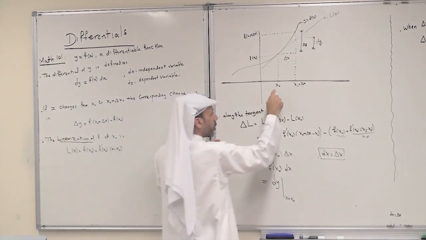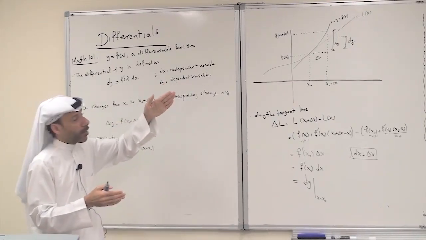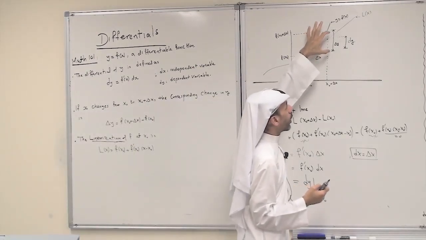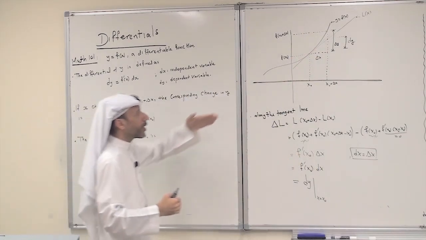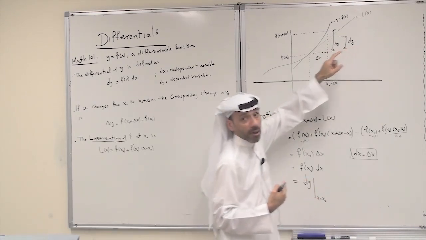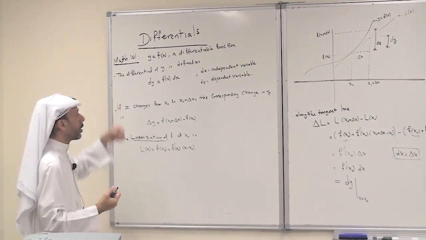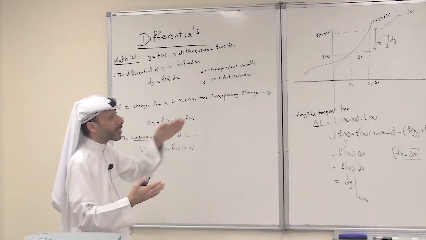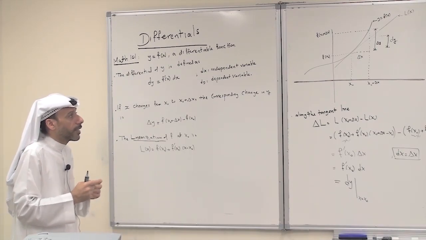To summarize, when x changes from x0 to x0 plus delta x, there are two changes. One along the curve and one along the tangent line. The change along the curve is delta y. So this is the exact change in y along the curve. The change along the tangent line is dy. Okay, so this is the geometric meaning of the differential. So the differential dy is just the change in y. So still it is a change in y, but not along the curve. It is along the tangent line. So this is the geometric meaning of the differential.